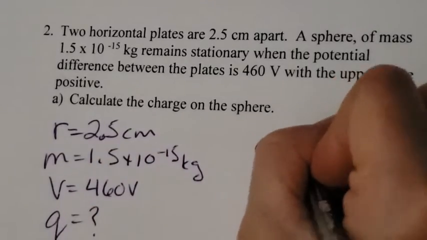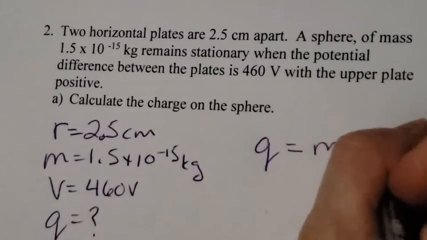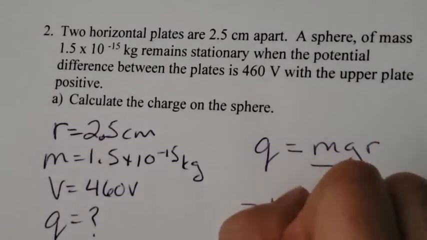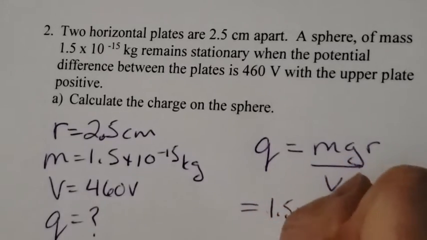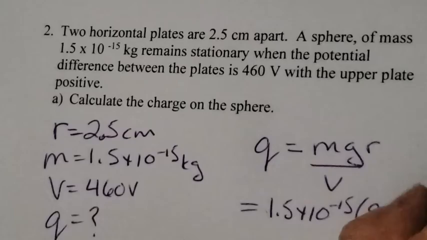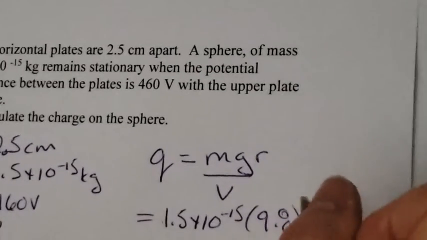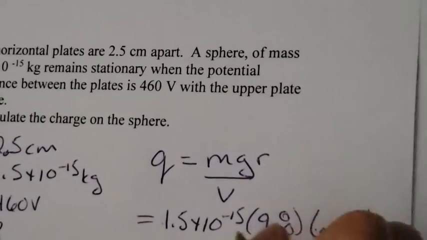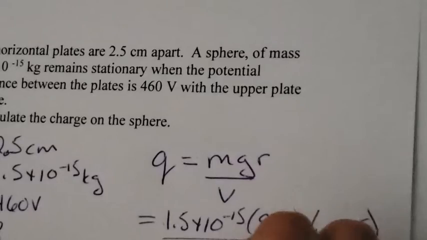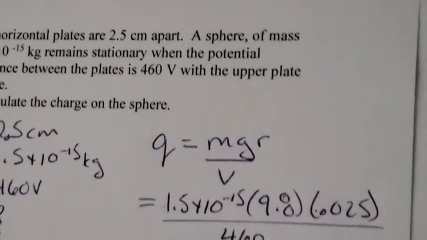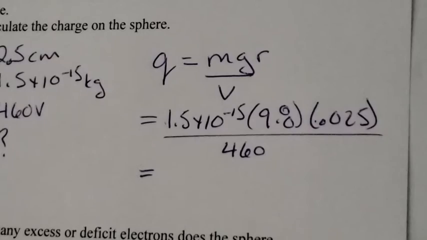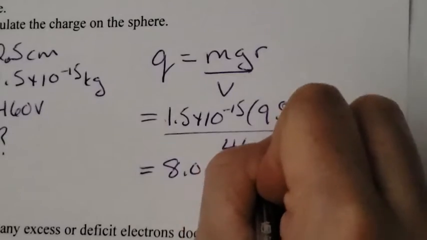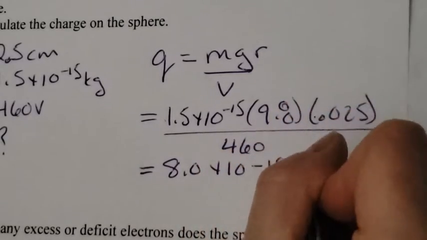Well, Q is equal to mgr divided by V. So I just plug all that in. The mass is 1.5 times 10 to the negative 15. g is simply 9.8 on Earth. r is in centimeters, so we have to change it to 0.025 meters, divided by V, which is 460. When I put all of that into my calculator, I end up with 8.0 times 10 to the negative 19 coulombs.